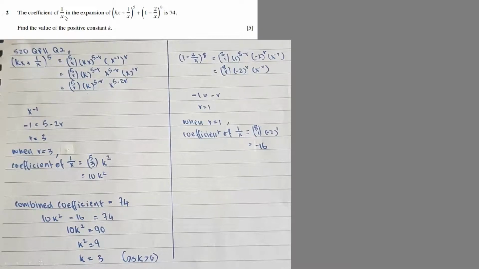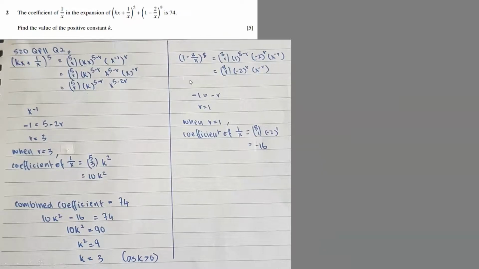Now we need to find x raised to the power -1. And we know the index of x raised to the power -1 is -1. We equate that to this power over here, -1 equals 5 minus 2r. Simplifying this, we find that when r equals 3, you can find the coefficient of 1 over x, so x raised to the power -1. Then substituting r equals 3 into this expression, we find the coefficient of 1 over x, which is 5 choose 3 multiplied by k raised to the power 5 minus 3, which is 2, so you get 10k squared. That's for the first expression.